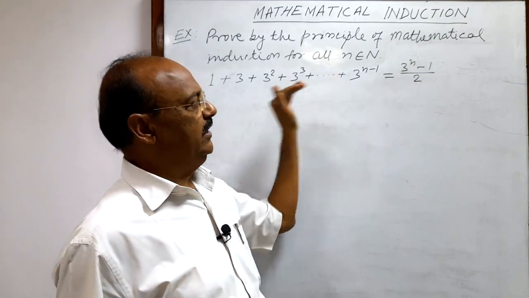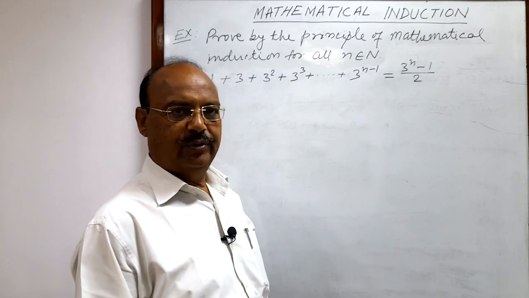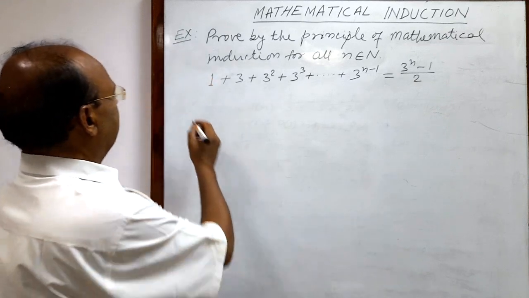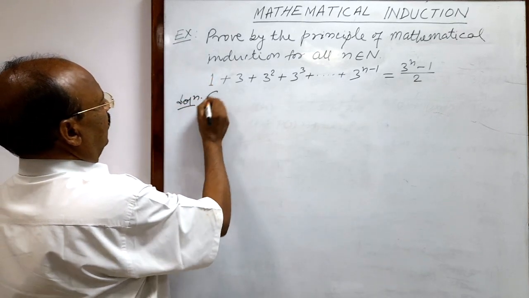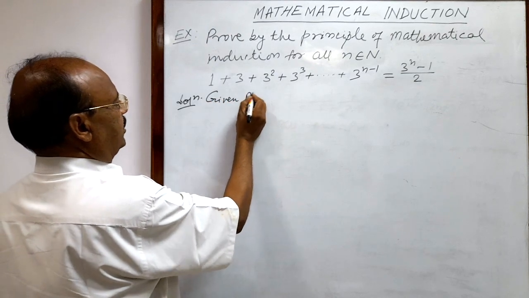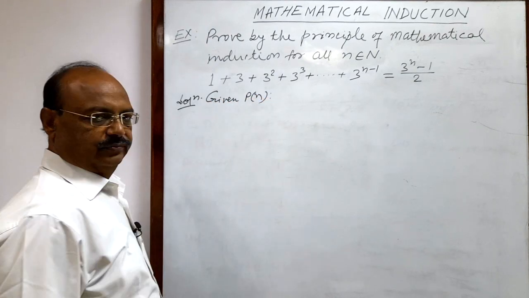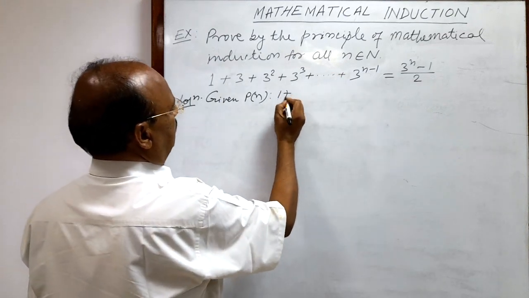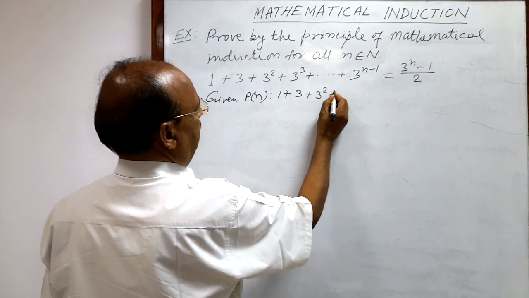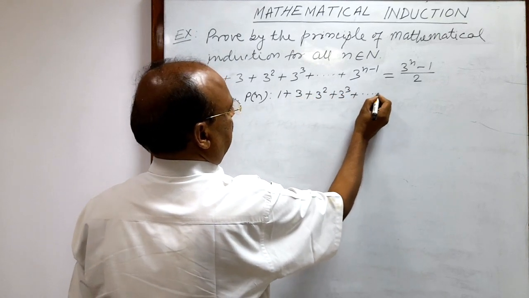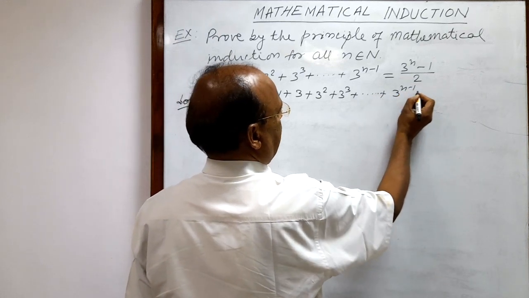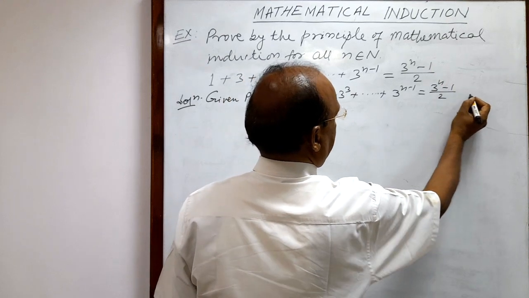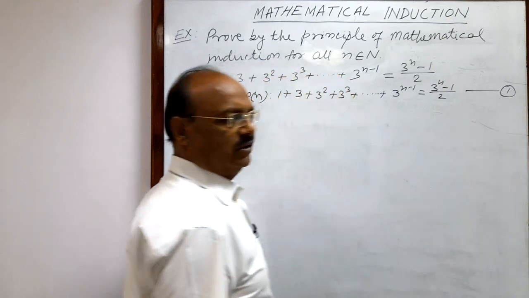So this is the mathematical statement which is given and we have to prove it by the principle of mathematical induction. Very interesting solution. Let us see. Here the mathematical statement is denoted by Pn. In general notation, Pn is the statement 1 plus 3 plus 3 square plus 3 cube up to 3 to the power n minus 1, and the right hand side is 3 to the power n minus 1 divided by 2. Let us call it relation number 1.